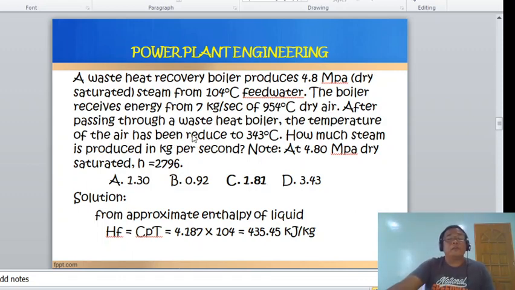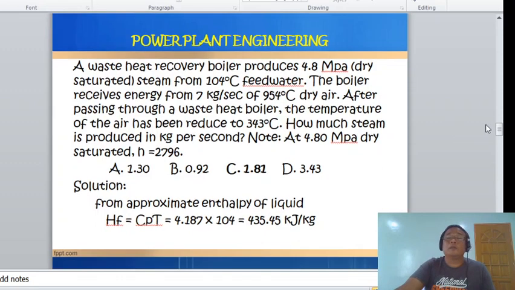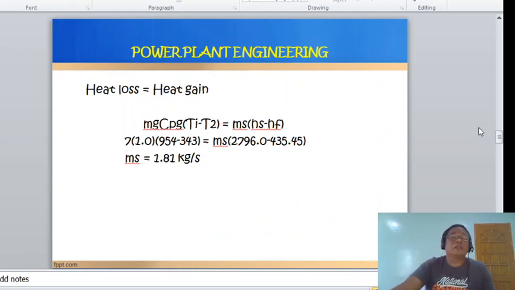Okay, so from the approximate enthalpy of liquid, that is h sub f, equals the specific heat of the liquid multiplied by the temperature. Okay, so the enthalpy now is 435.45 kilojoules per kilogram. Heat loss is equal to heat gain. So the heat loss is equal to m, the mass of gas, times Cp of the gas, times the change in temperature of the gas, which is equal to the mass of steam multiplied by the change in enthalpy of the steam. So the mass of steam now required is 1.81 kilograms per second.